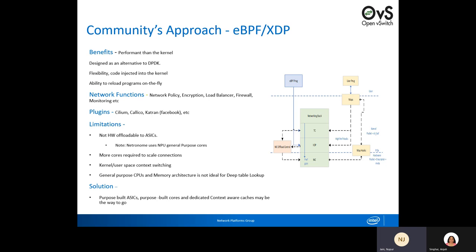These are not hardware offloadable to ASICs. A Netronome solution exists, but it runs on NPU general purpose cores. We think an ASIC built with more purpose-built cores and context aware caches provides a more scalable and performant solution. Then there are maps, which provide a way for user space to send configurations down to kernel space, and they lead to context switching.